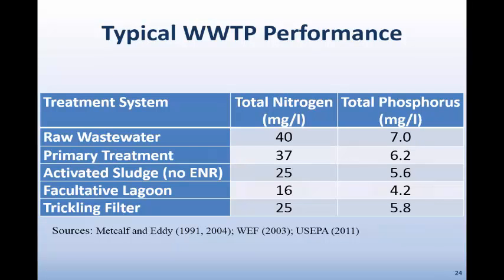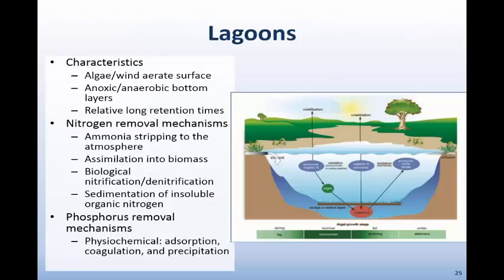similar results, although lagoons can often have lower concentrations of total nitrogen and phosphorus, mainly owing to the fact that they have relatively long retention times compared to activated sludge and trickling filters, but basically in the same neighborhood in terms of treatment efficacy. So we'll start out by looking more closely at lagoons. This figure shows a typical facultative lagoon.